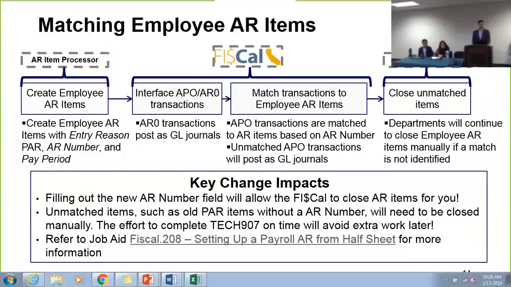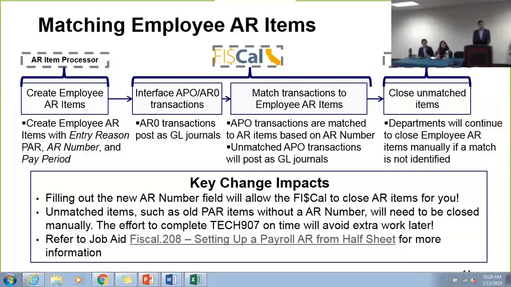When the ARO interfaces, at what level is the account coding posted at? So these will be at the high-level controllers' accounts. Okay, thank you. And if a payroll AR is paid in full and closed, and an APO payment comes in, will it post to the AR item?